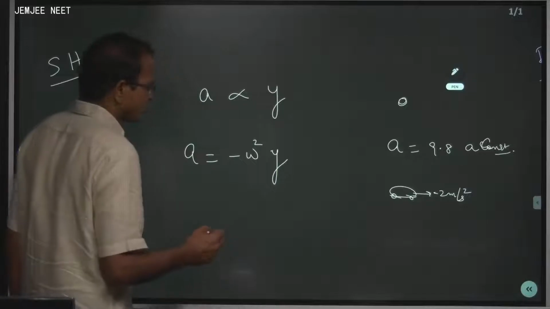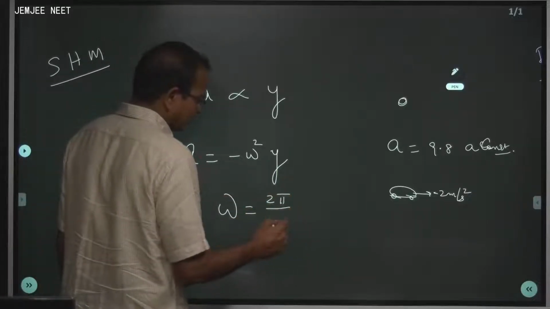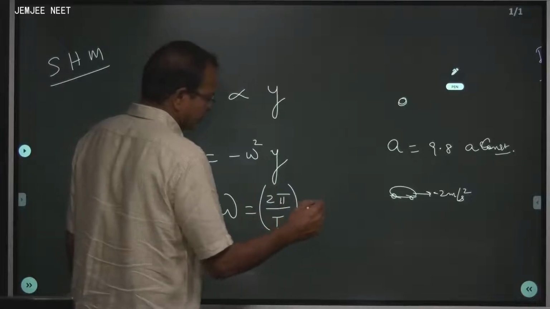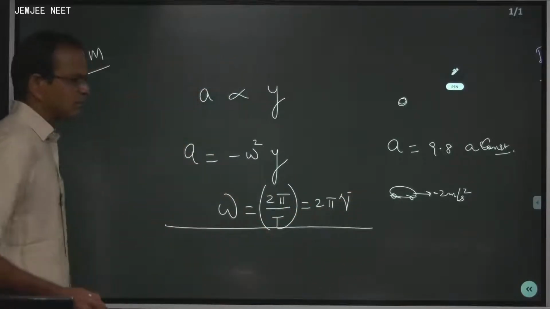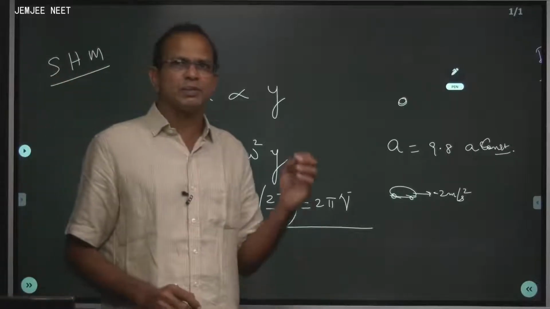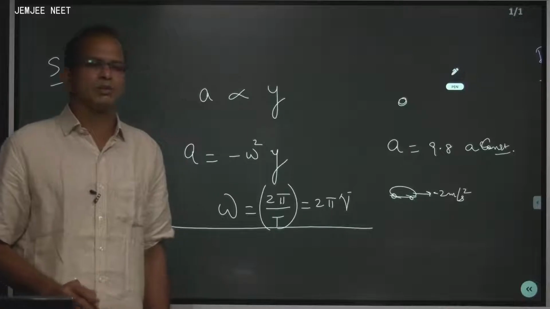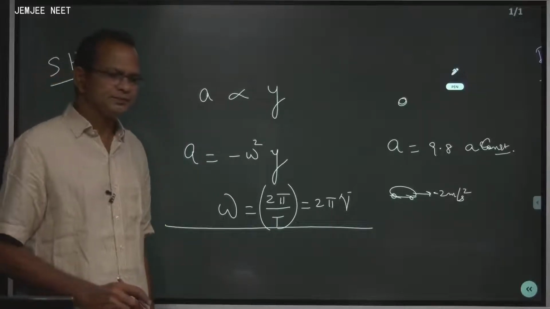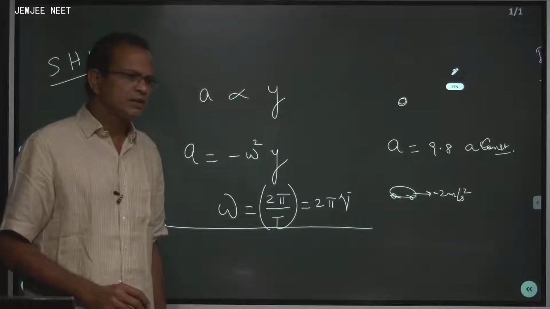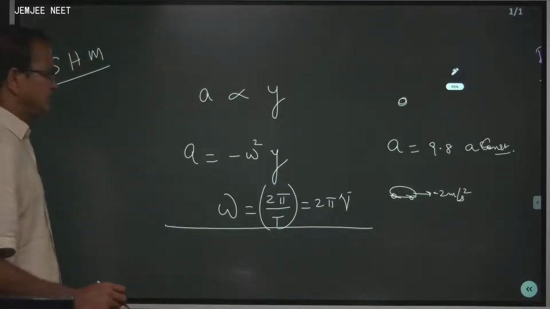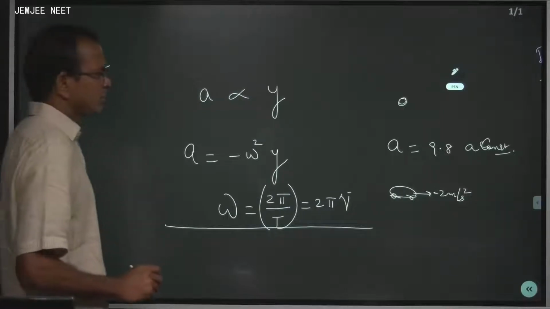What is omega? It's a well-known quantity in physics. Omega is nothing but 2 pi by T, which is nothing but 2 pi nu, the angular frequency of that particular simple harmonic motion. Clear now? Shall we go ahead further? Yes. A is equal to omega square y. This is what is called simple harmonic motion.